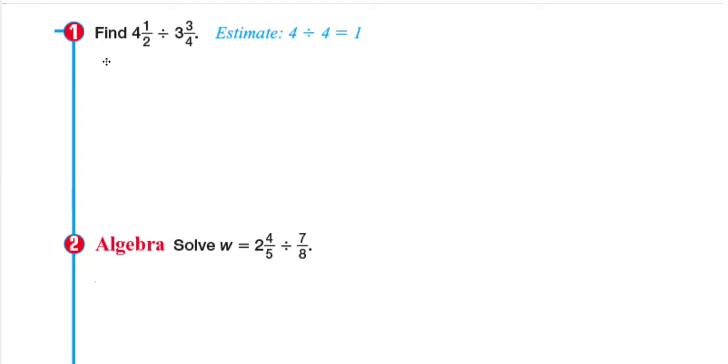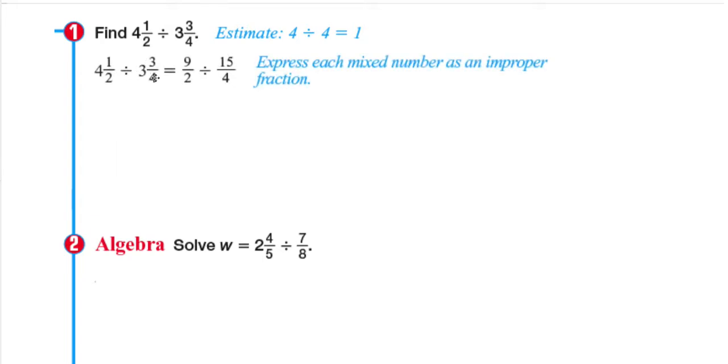Again, we copy the problem, 4.5 divided by 3 3/4, and we convert 4.5 into an improper fraction, which is 9/2, and 3 3/4 into an improper fraction, which is 15 over 4. After doing that, we try to find any GCF, and if you notice, the GCF of 9 and 4 is 1, and the GCF of 2 and 15 is also 1. So we cannot find the GCF first because it's division.